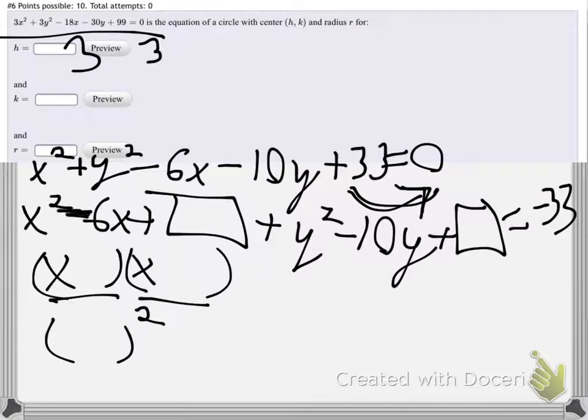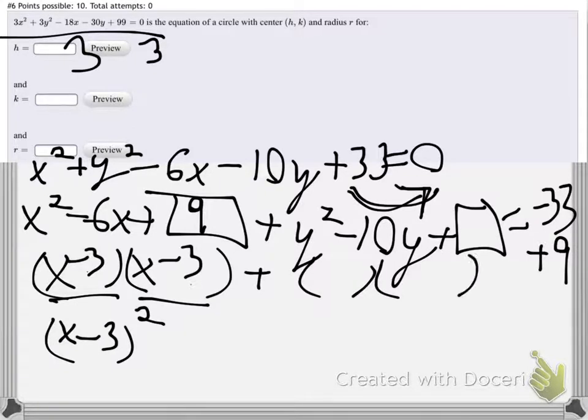So I need 2 of the same thing that adds up to this minus 6 here. And 2 of the same thing that adds up to a minus 6 will be a minus 3. If those are minus 3, then 3 times 3 ends up being a positive 9. Don't forget to add that to the other side of the equal sign. So that's x minus 3 squared.